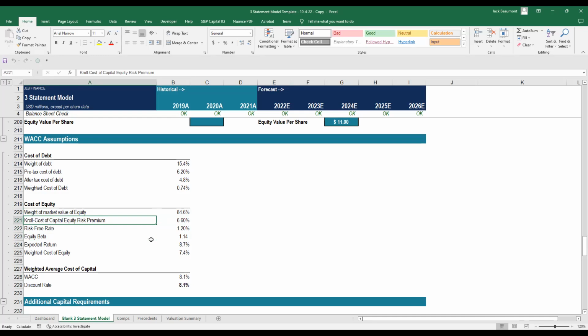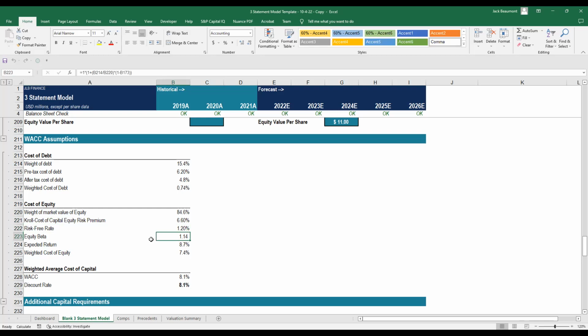equity risk premium. The equity risk premium is the historical market return. So you could use the S&P 500, and then you subtract out the risk-free rate, which would be a treasury rate. And so that gives you your additional risk that you're taking on for investing in a market equity, rather than a risk-free rate. So you take that, multiply that by the beta of your company.